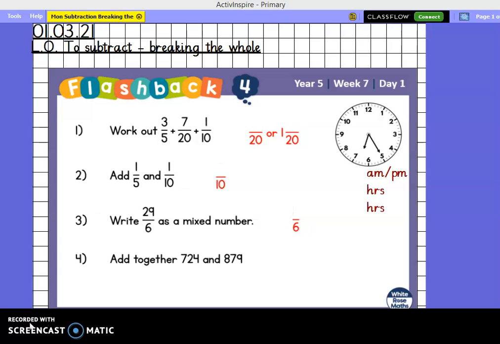Today we're continuing with subtracting with fractions and mixed numbers, and today we're going to be breaking the whole. I'll explain that in a minute. Please put today's date and learning objective underlined neatly in your book, then record your flashback 4. I've given you some bits in red to help you with your answers. Pause the video while you have a go.